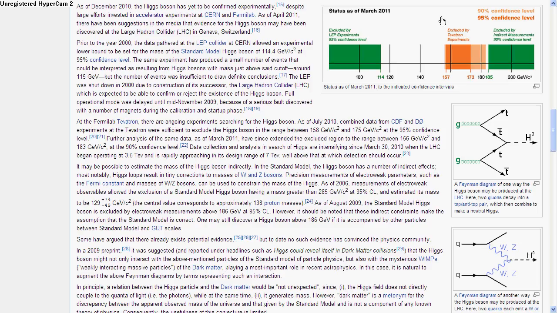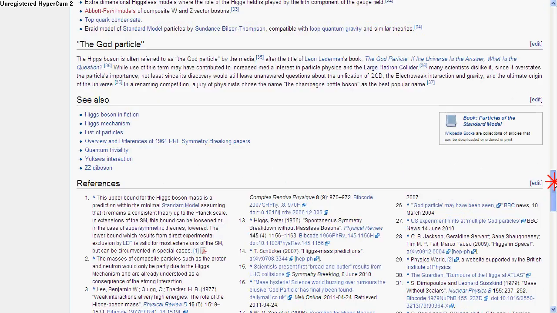And if you want to really impress the scientists and you see them, don't call the Higgs the God particle, call it the champagne. I think it's somewhere in this Wikipedia article here. Let me know if you want to make the mouse bigger, by the way. That's something that's been suggested, but not really. Okay, here. They call it the champagne bottle boson by a jury of physicists because it's not really the God particle because it overstates its importance, like it says here. It would still leave unanswered questions about gravity and the origin of the universe and blah, blah, blah. Lots of crazy stuff that is, I don't know, most likely not discovered in our lifetimes, although I certainly hope so. That would be really cool. But call it the champagne bottle boson, and that will be pretty impressive to them.